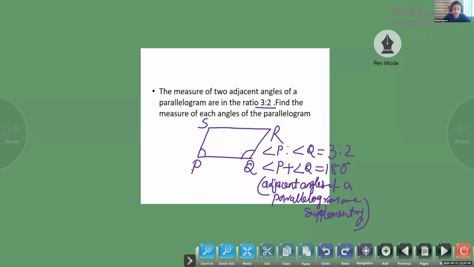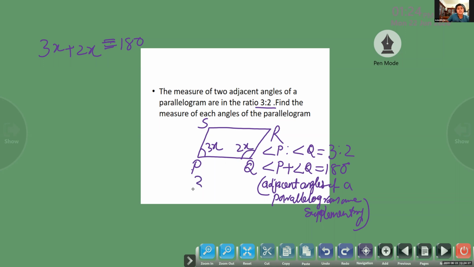So the sum is 180. What will we write here? 3x plus 2x. We write 3x because we don't know how much each angle is; only the ratio is 3:2. So we take some x. 3x plus 2x equal to 180. This is 3x, and this is 2x.